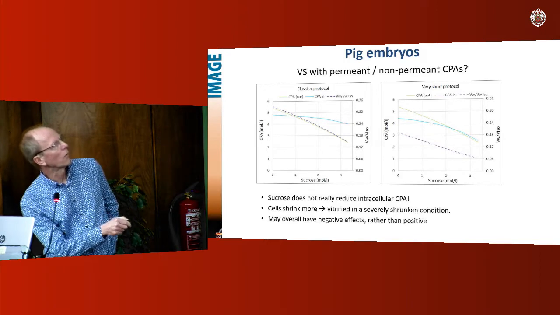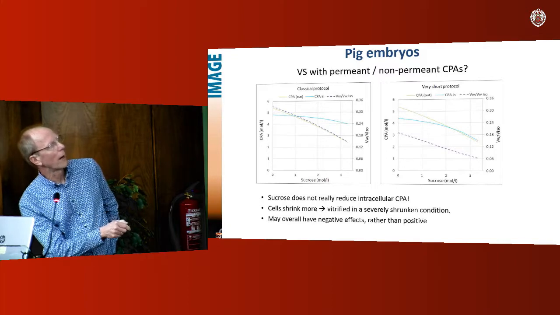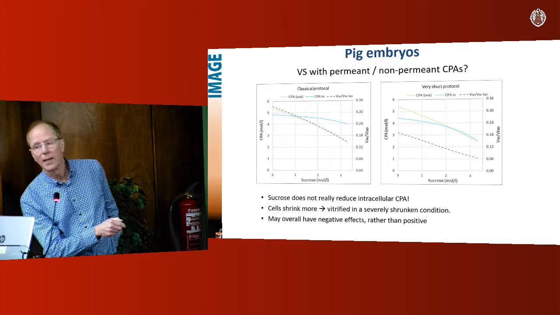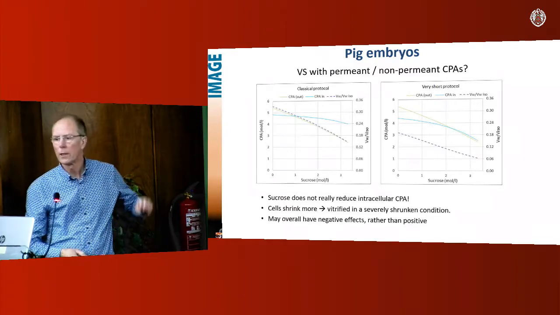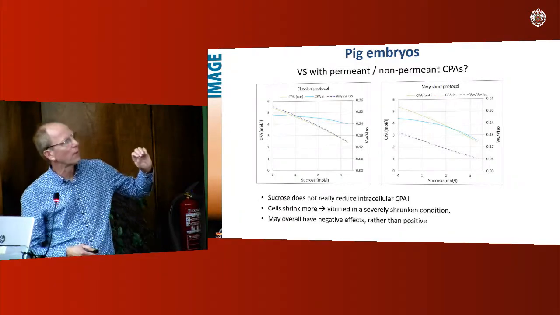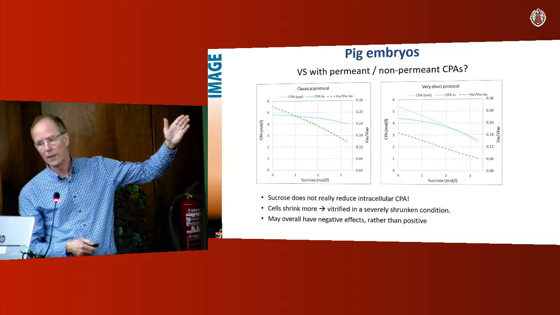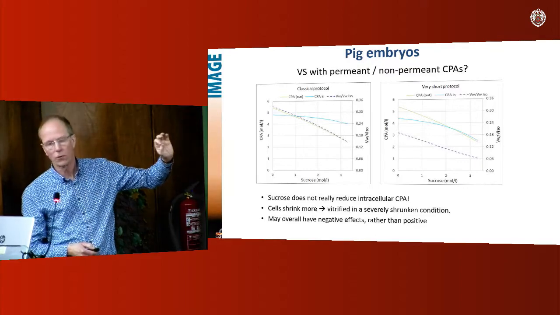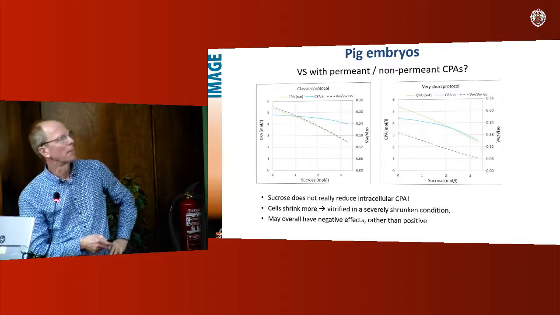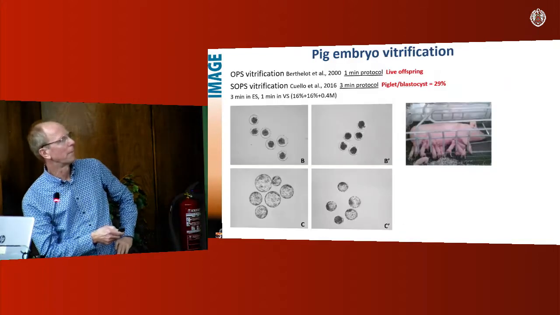And the extracellular concentration of permeating cryoprotectants is of course going down, but the intracellular cryoprotectant concentration is not even going down. So the original thought, does it help? It doesn't even help for the intracellular concentration of CPA. It does not help. So that's why I would say maybe this is not so good an idea.